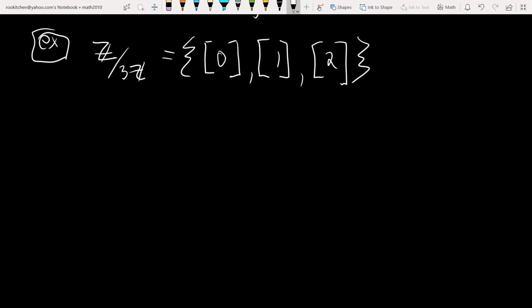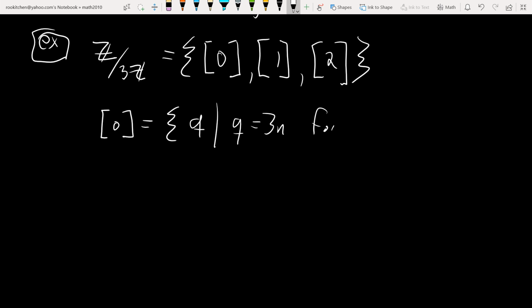So the quotient group Z, sometimes called Z mod 3Z, is equal to the set of sets. And what are those sets? They call them classes. The class 0 is the set of all q such that q is equal to 3 times n for some integer n.